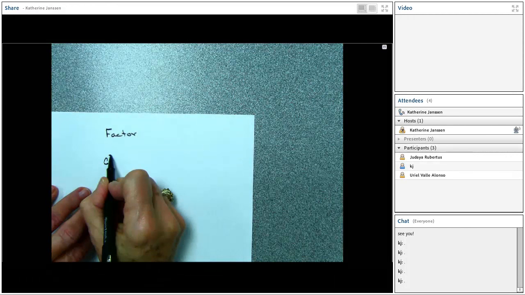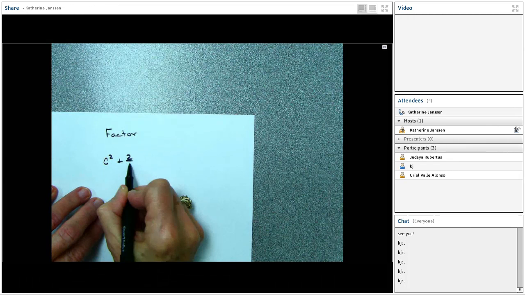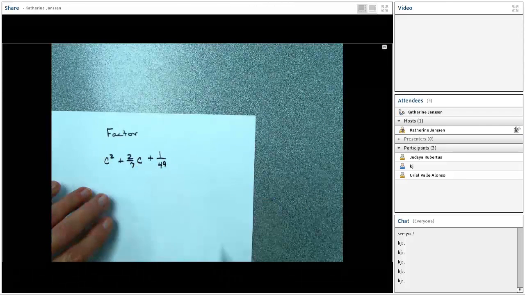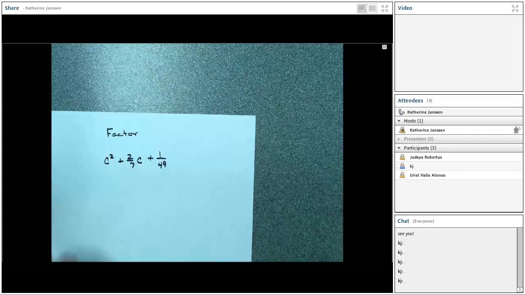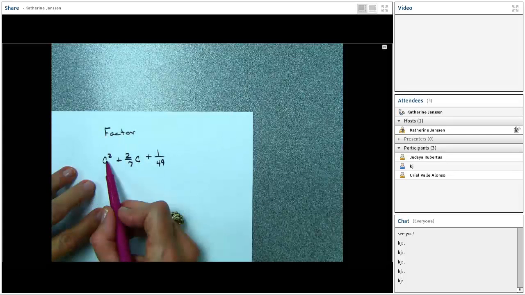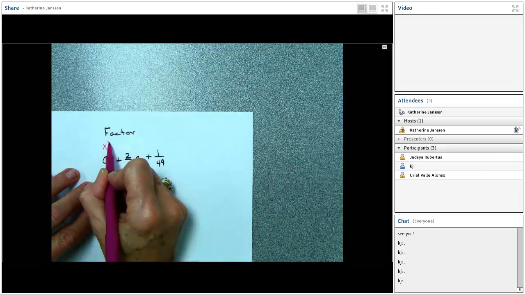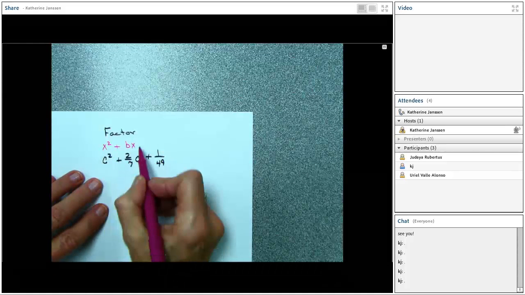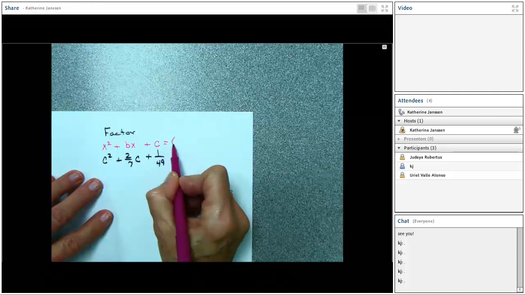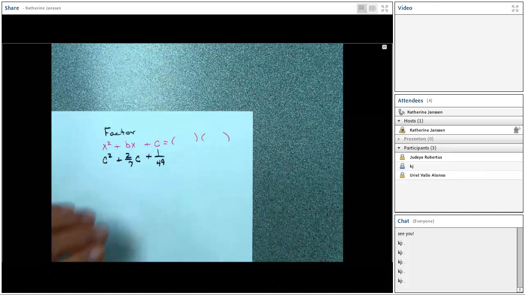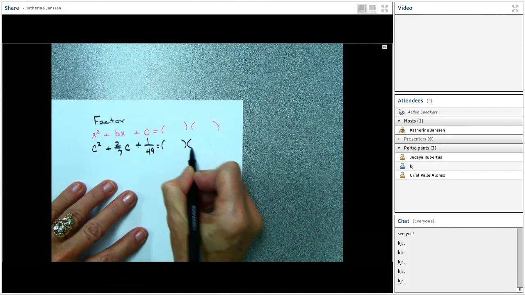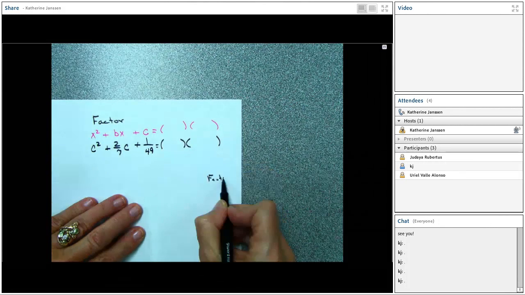Factor. C squared plus 2/7 c plus 1 over 49. Well, this looks like my highest degree term is to the second degree, so my pattern is going to hold. X squared plus something times x plus a constant. We expect we can factor it as a product of two binomials. Let's build our factor table.